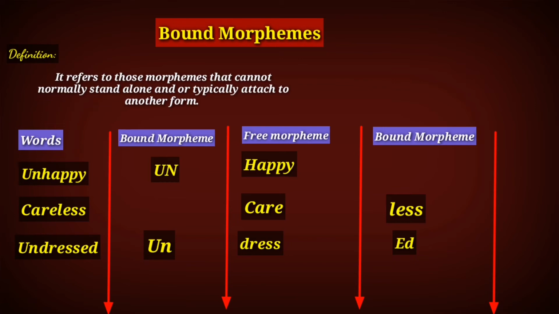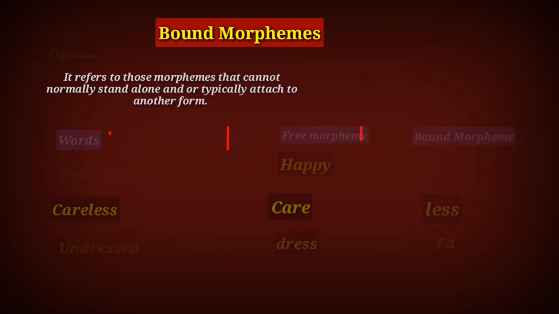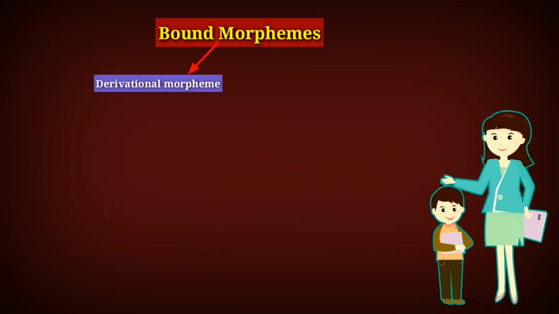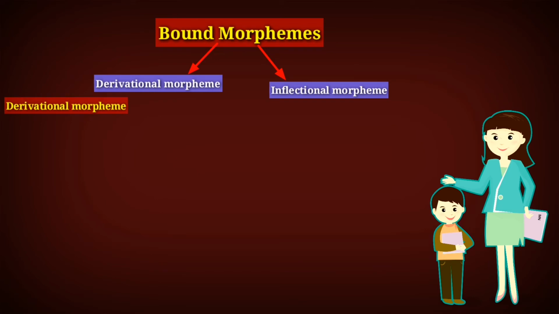As you have understood bound morphemes, the important point you should keep in mind is that bound morphemes have also been divided into two categories. The first one is derivational morpheme and the second one is inflectional morpheme. So what are they and what is the difference between them? Let me explain it. Derivational morphemes.